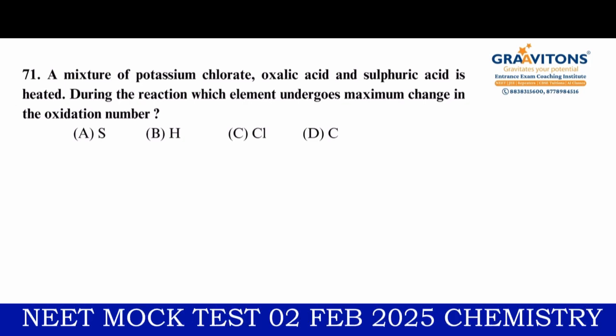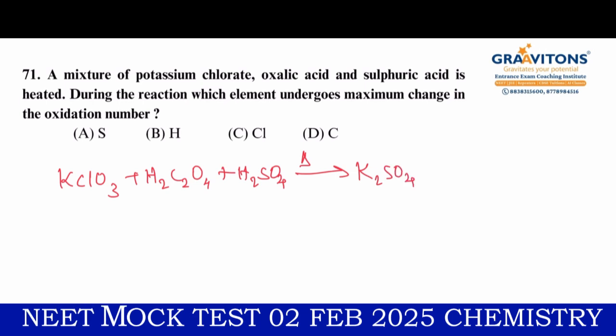71st question. A mixture of potassium chloride, oxalic acid and sulfuric acid is heated. During the reaction, which element undergoes maximum change in oxidation number? So let us first write the equation for all. Okay, on heating we will get K2SO4 plus KCl plus carbon dioxide and water.